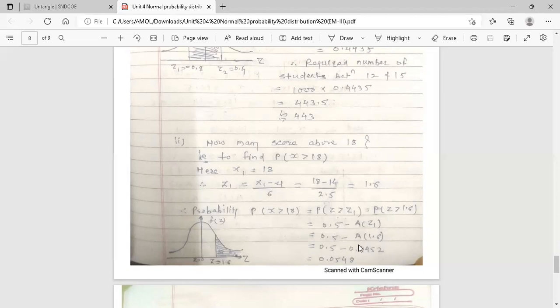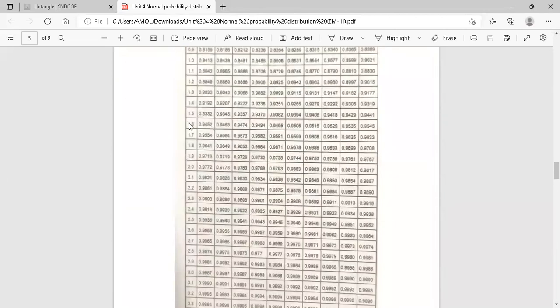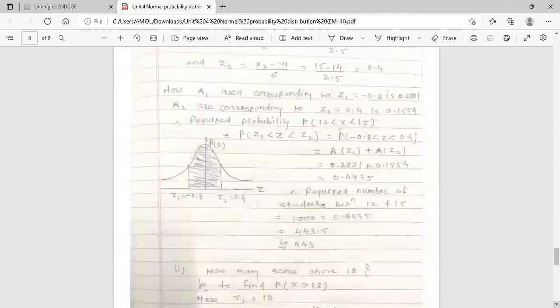Now the area of 1.6, you can calculate it from the normal distribution table. You know how to find the area from the normal distribution table, 1.6. This is 1.6. Difference is of 0 because the value is only 1.6. So the area is 0.9452. Subtract 0.5 from this area, 0.9452 minus 0.5, and the area will be 0.4452. And if we subtract from 0.5, it is 0.0548. So this is the probability when z is greater than 1.6. It means this is the probability when x is greater than 18.